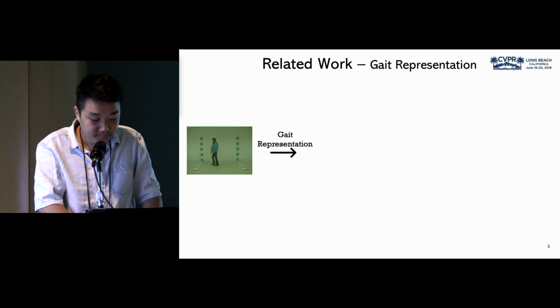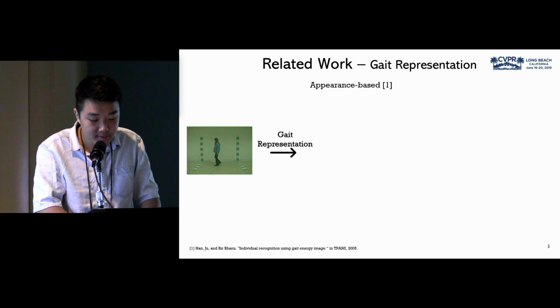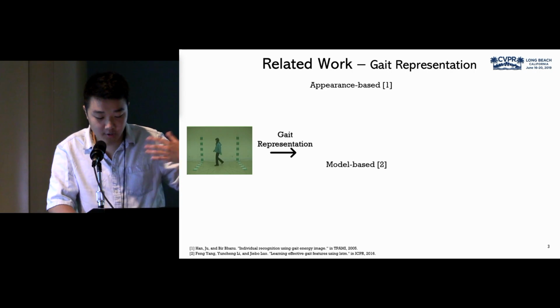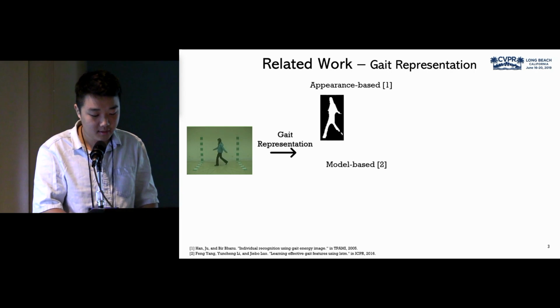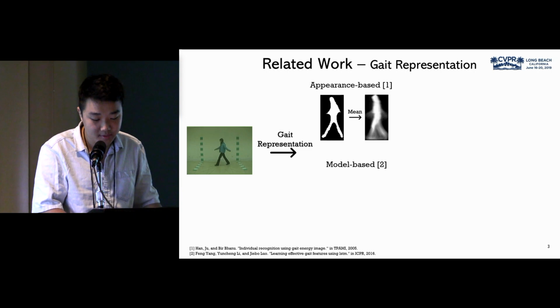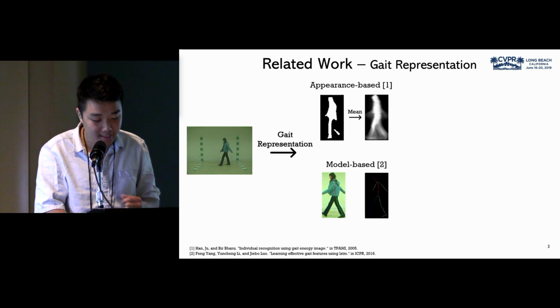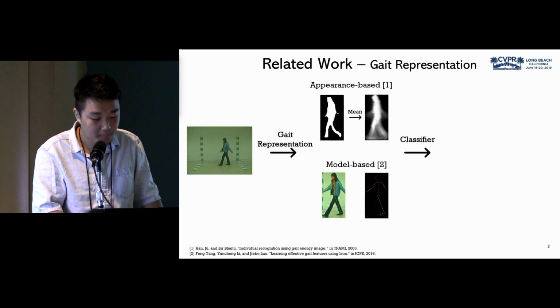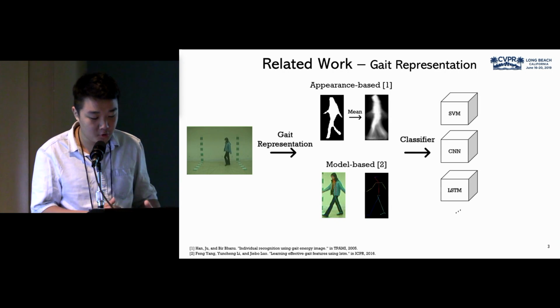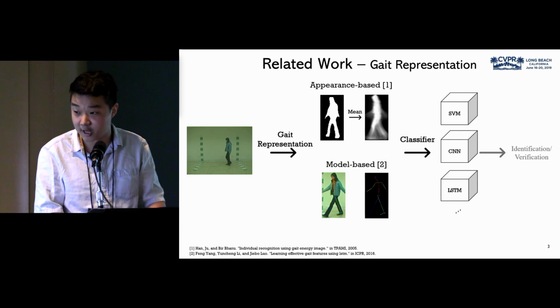There are mainly 2 types of gait representations, appearance-based and model-based. For example, GEI is appearance-based. It uses average silhouettes as the final representation, and 2D pose estimation is an example of model-based. Then both can be sent to a classifier to perform the recognition.